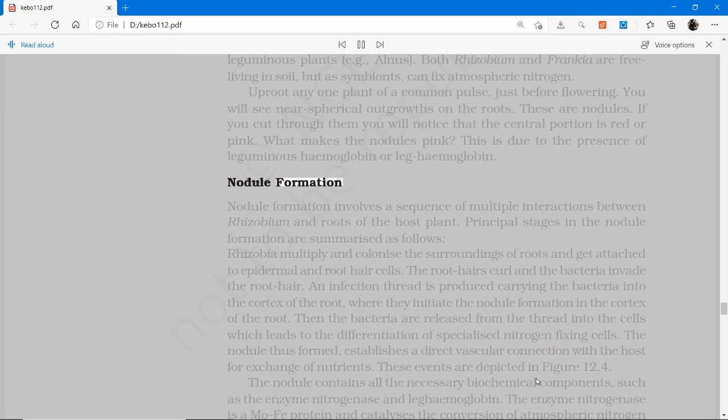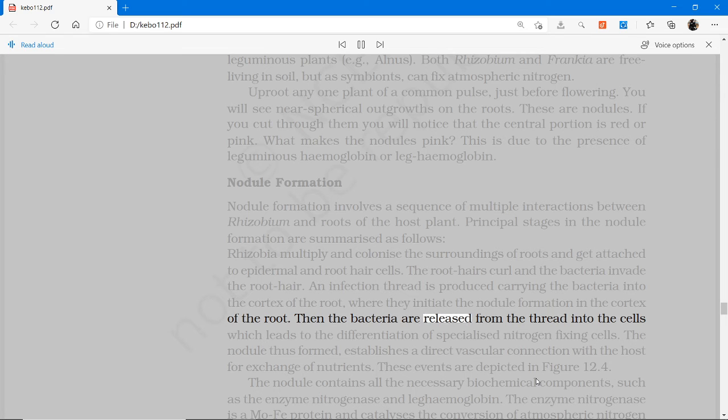Nodule formation. Nodule formation involves a sequence of multiple interactions between Rhizobium and roots of the host plant. Principal stages in the nodule formation are summarized as follows. Rhizobia multiply and colonize the surroundings of roots and get attached to epidermal and root hair cells. The root hairs curl and the bacteria invade the root hair. An infection thread is produced carrying the bacteria into the cortex of the root, where they initiate the nodule formation in the cortex of the root.